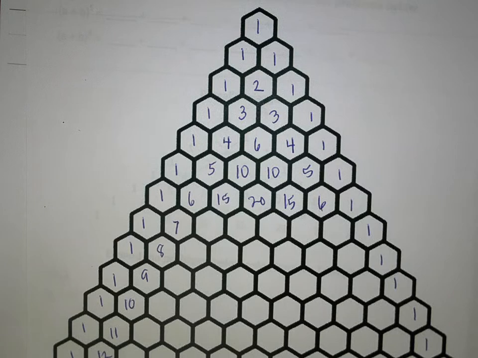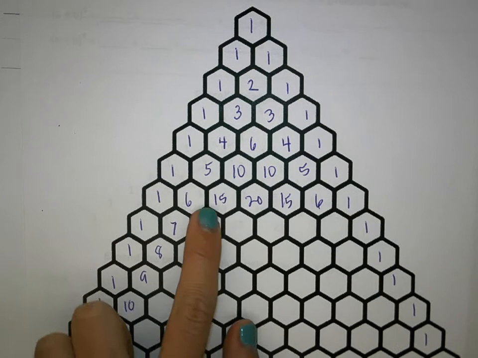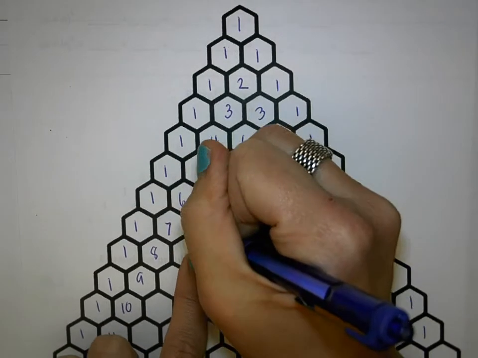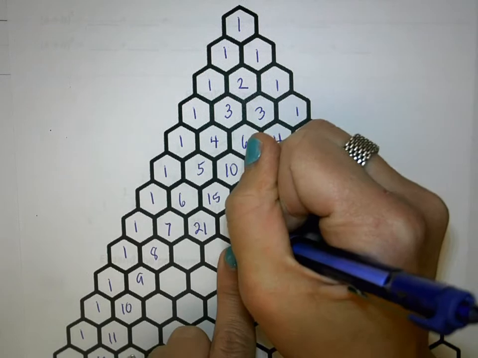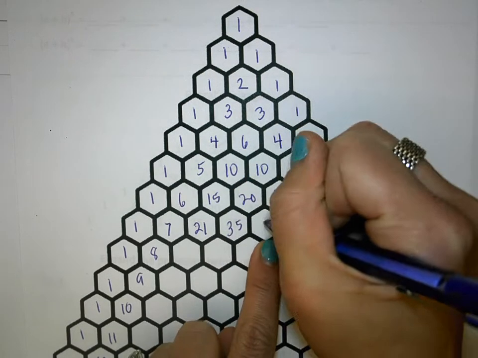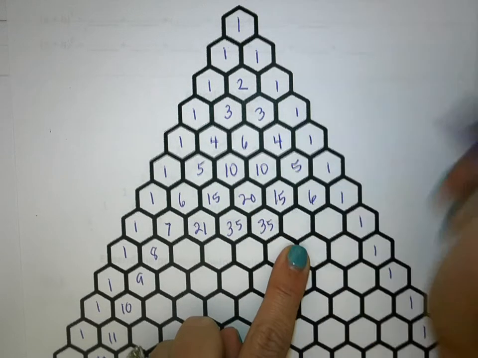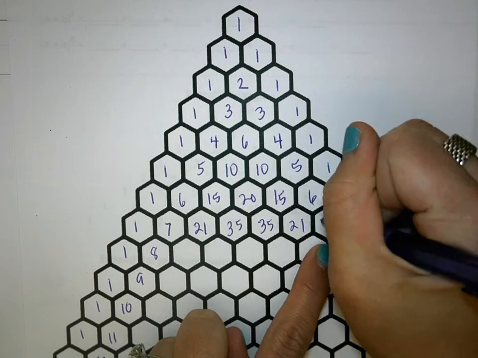Wait, so could you do the next row real quick? Okay, what is 6 plus 15? 21. 21. 15 plus 20 is 35. 20 plus 15 is 35. 15 plus 6 is 21, and 6 plus 1 is 7.